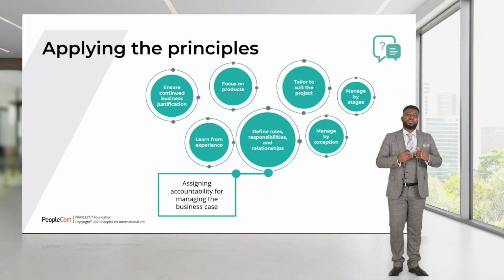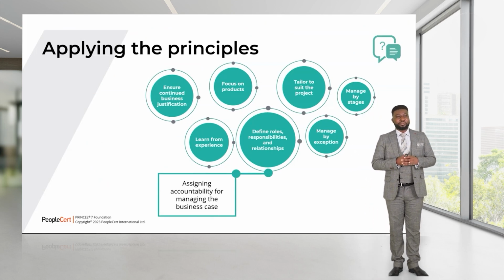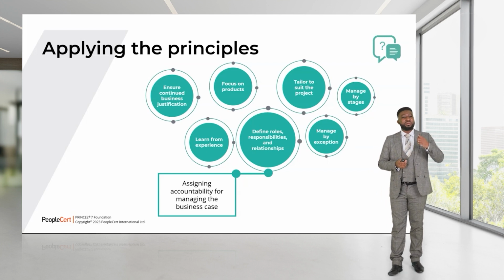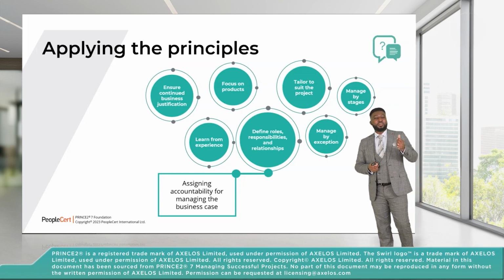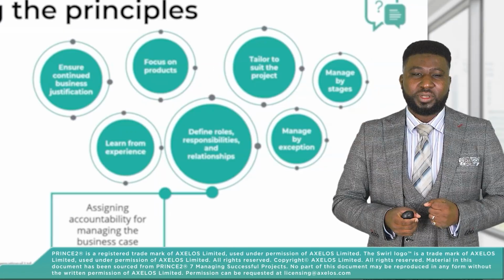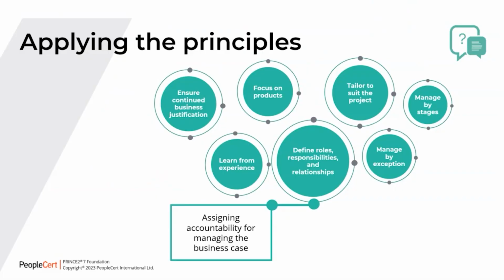Of course, define roles and responsibilities. We need to assign accountability for management of the business case. Generally, it is the job of the PM to update the business case as issues and risks and things happen, and to check the business case.